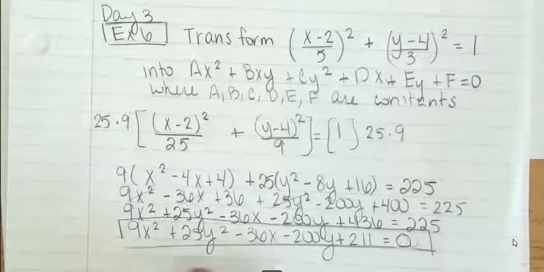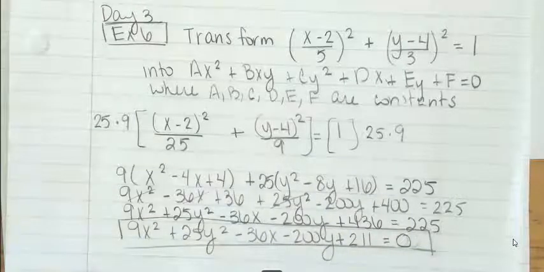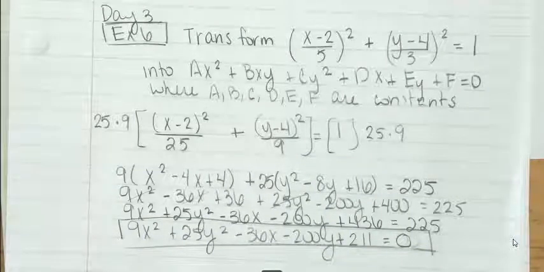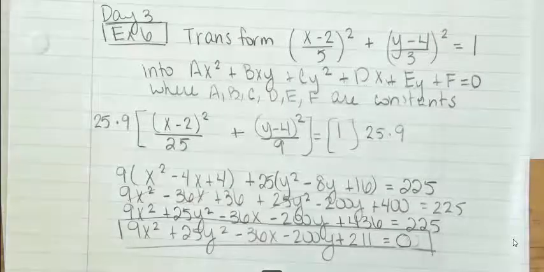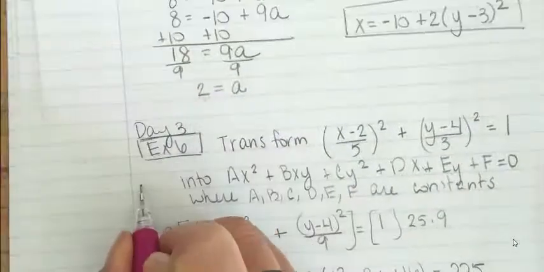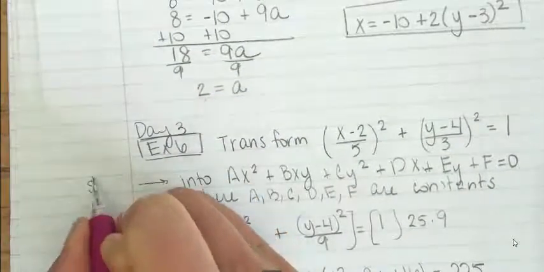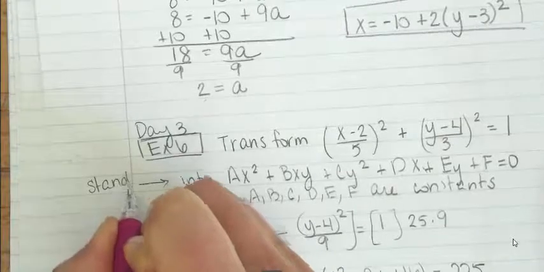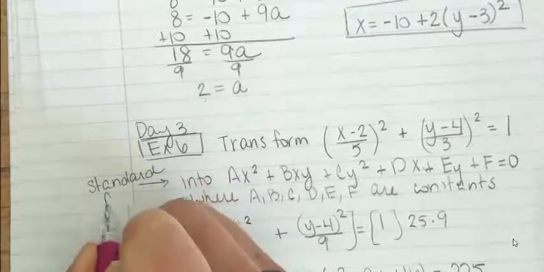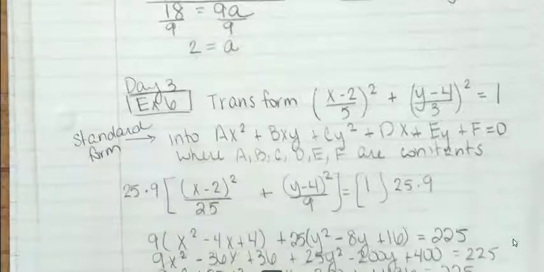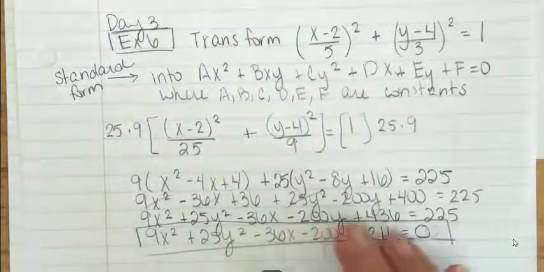Also notice how you have no xy term here. If you had an xy term, that would mean that it would actually rotate this figure. But don't worry about that right now. We'll go over that in 10.6. Okay, so we call this right here standard form. So we wrote it in standard form.